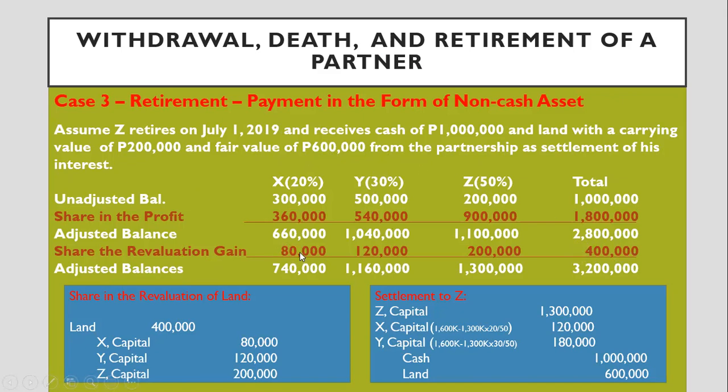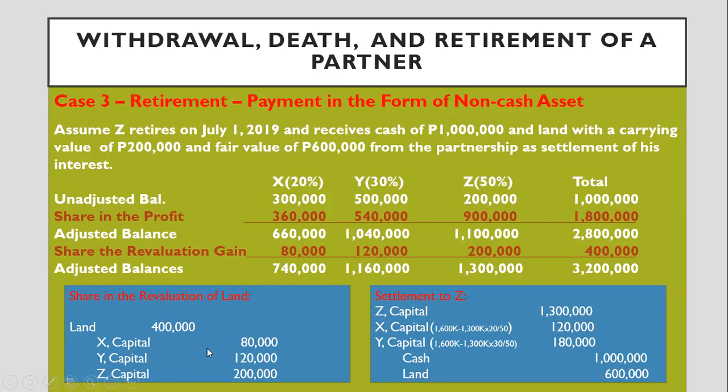X will get 80,000, Y 120,000, and Z 200,000. So after the revaluation gain, these are their adjusted balances: X 740, Y 1,160,000, and Z 1,300,000. This would be the amount, or the basis, in determining the settlement of Z's retirement.